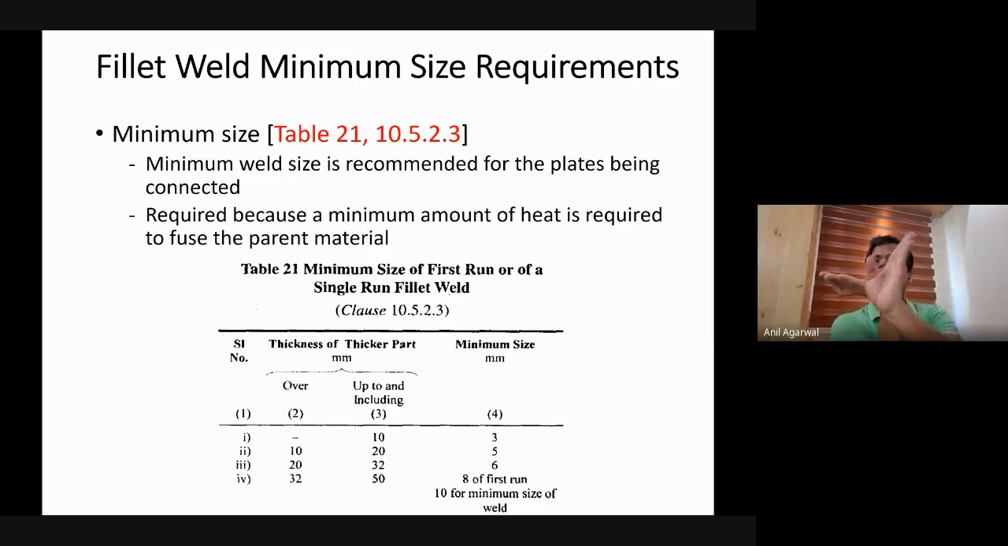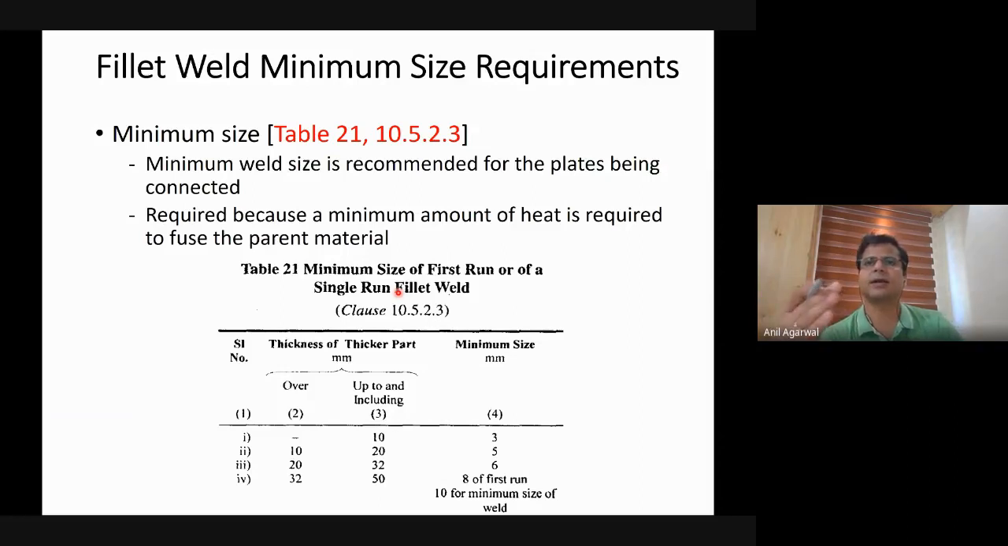So you are welding two plates together which are configured like this, and the fillet weld can be of any size, whatever you require. Let's say you require a weld of only 3 mm size from a strength point of view, but the code recommends a minimum weld size for the plates that you are using. There is a table in the Indian code which provides the minimum size of the first run or a single run fillet weld.